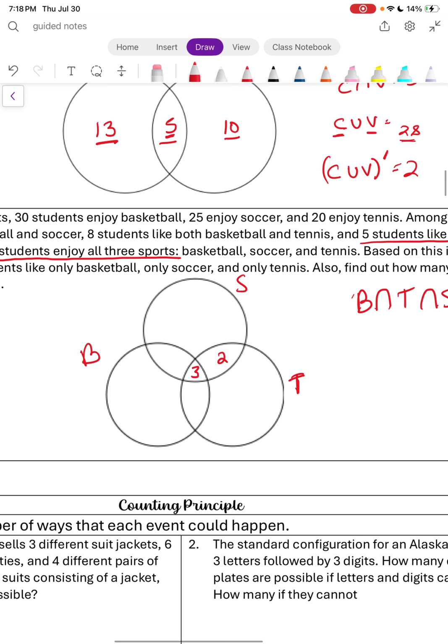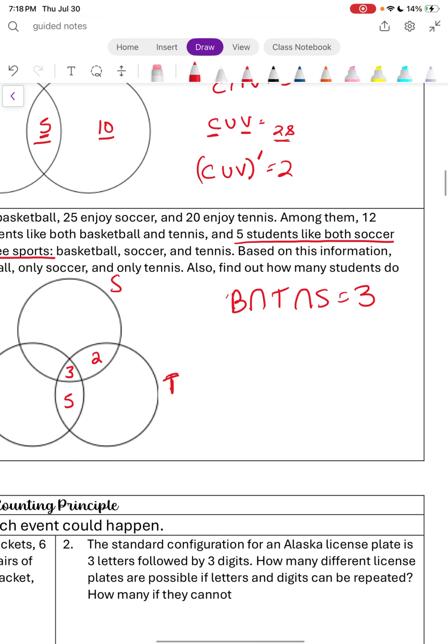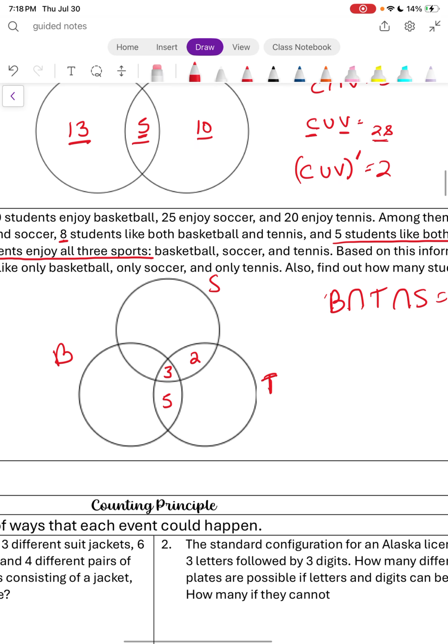Keep working your way backwards. 8 students like basketball and tennis. Basketball and tennis would be right here, in between basketball and tennis. Since it's 8 total students, we already have 3 in there. That'd be 5 more. Keep working backwards. Basketball and soccer, there are 12. Basketball and soccer would be here. There are already 3 students in there, so there are 9 more to give us a total of 12.